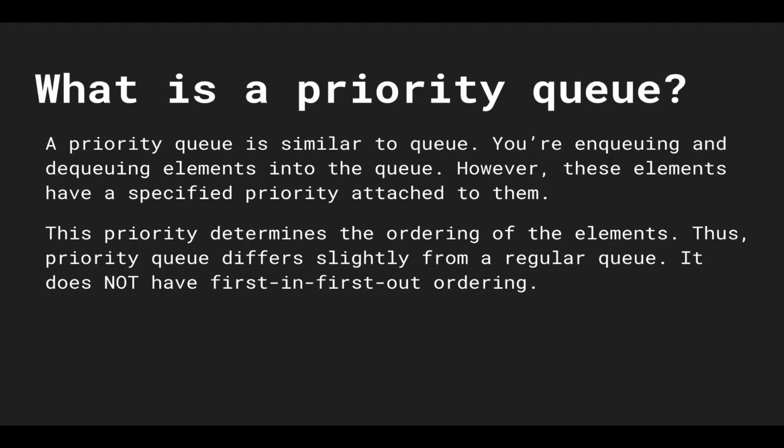A priority queue, as the name suggests, is quite similar to a queue. You are enqueuing and dequeuing elements into the queue, but these elements have a specific priority attached to them. The priority attached to them determines the ordering of the elements, and because of that, the priority queue slightly differs from a regular queue. It does not have first in, first out ordering. The element that gets dequeued from the priority queue is the one with the highest priority.